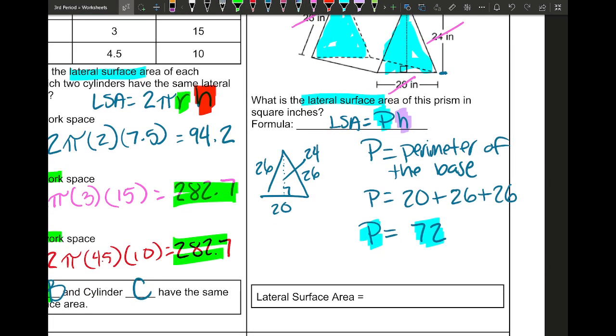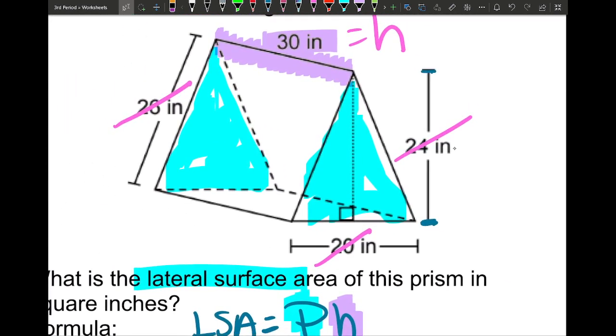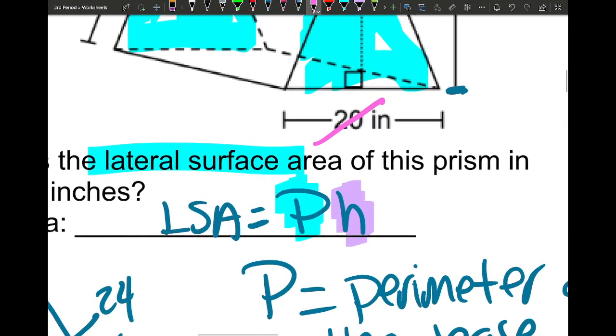So now all I gotta do is put those numbers in. So lateral surface area equals 72 times what? Times 30. And when I multiply those two numbers, I get 2160 inches squared. Again, if we are only looking for the lateral surface area, look at that 24, because that 24 is extra information. Don't get it confused with the height of the prism. The height of the prism is right here on that formula.